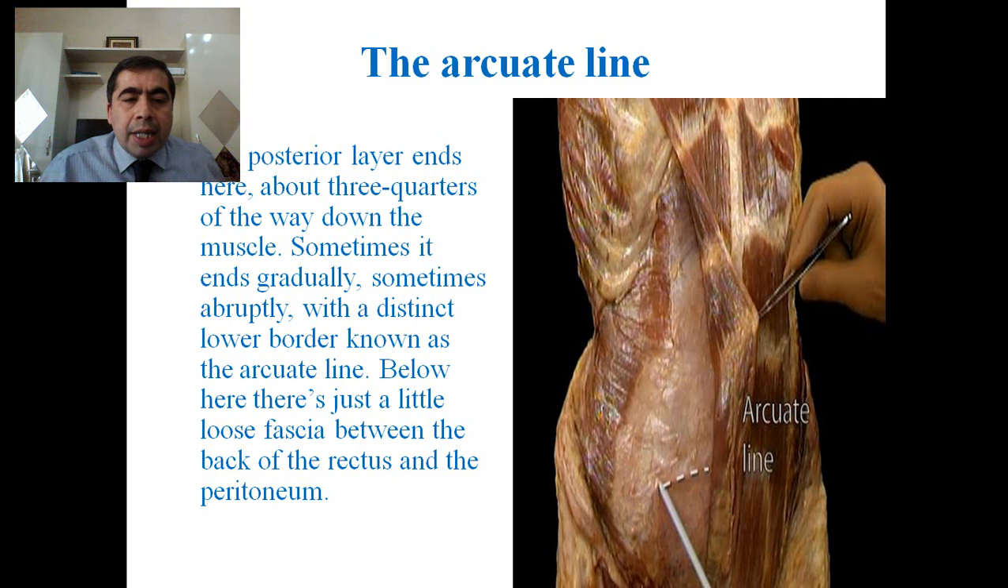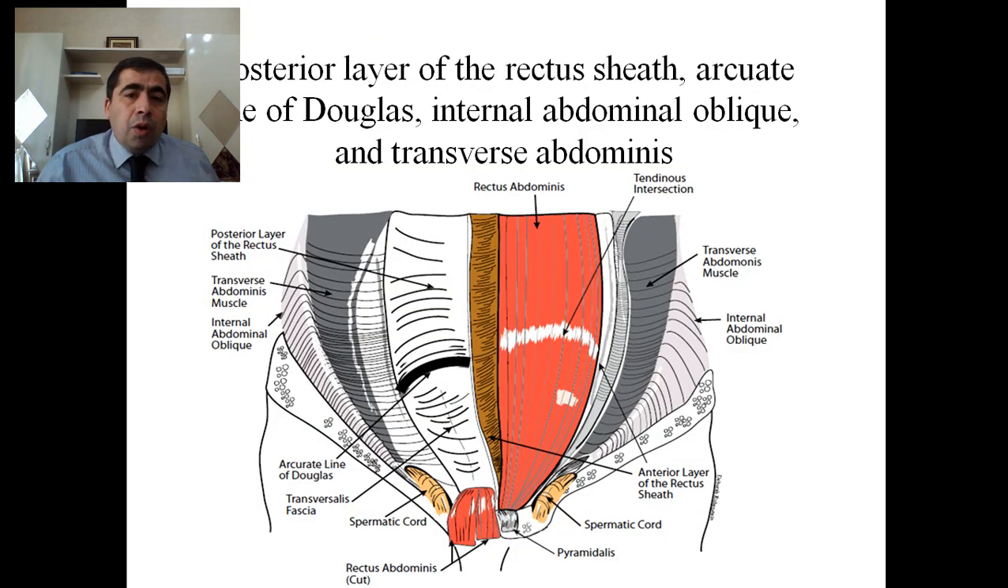Below here, there is just a little loose fascia between the back of the rectus and the peritoneum. It explains why this place is the weakest part. And the posterior layer of the rectus sheath, again, the arcuate line or the Douglas line, internal oblique and the transverse abdominis muscles are here.